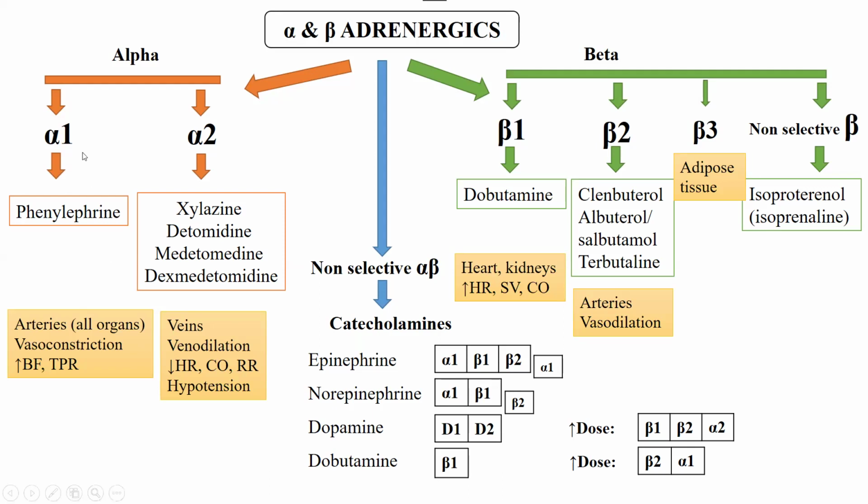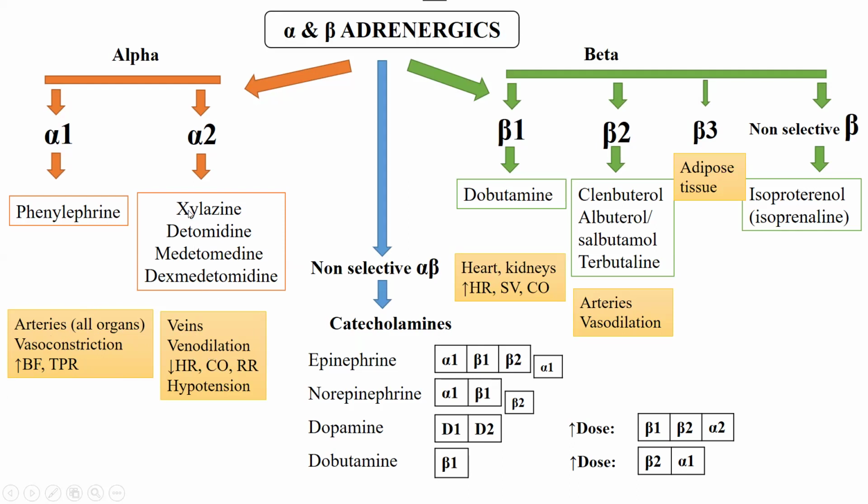So, as far as alpha 1 is concerned, alpha 1 is present on arteries of all the organs, and the action it will produce is vasoconstriction of all those arteries. So if the arteries are vasoconstricted, the blood flow and total peripheral resistance will be increased. So it has a role in increasing blood pressure. Next, we have alpha 2. Alpha 2 is present on veins and it will cause venodilation.